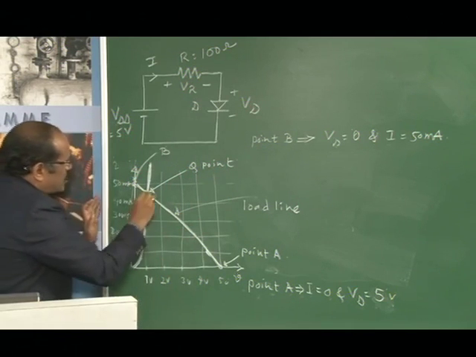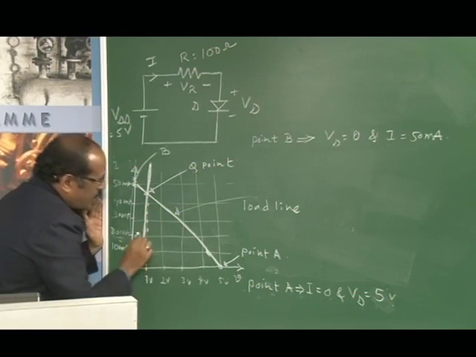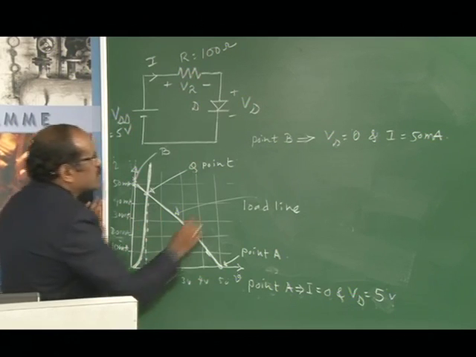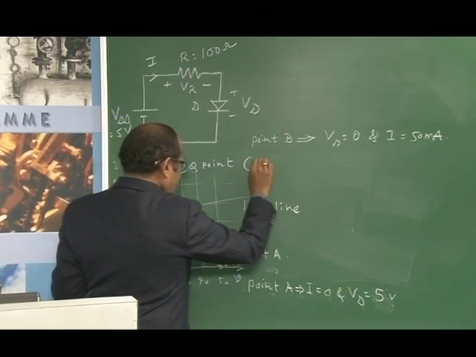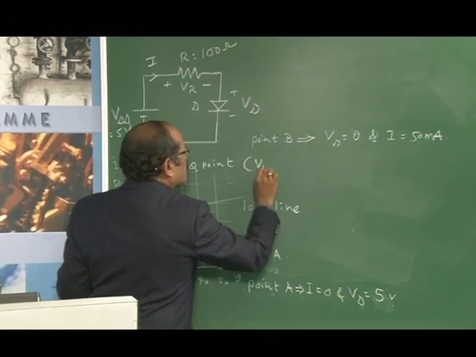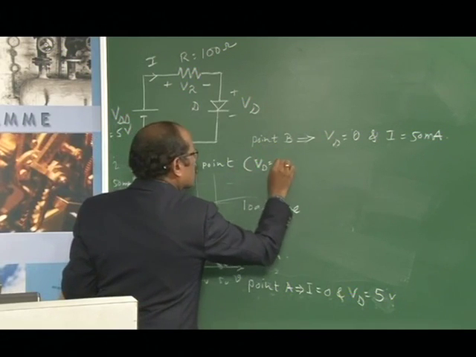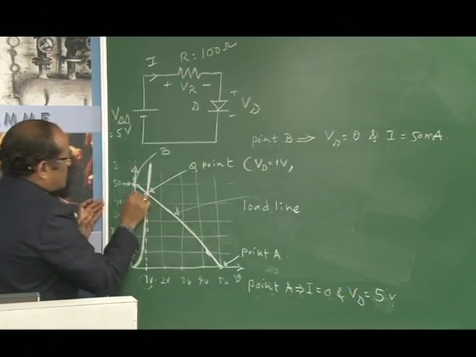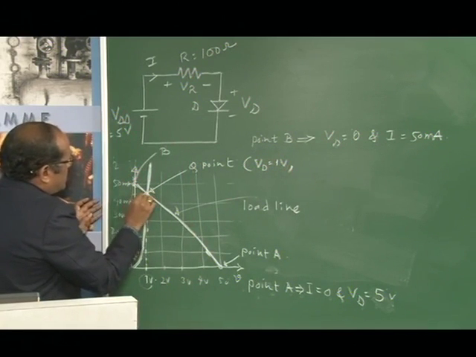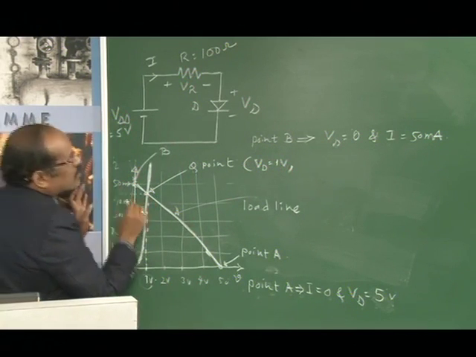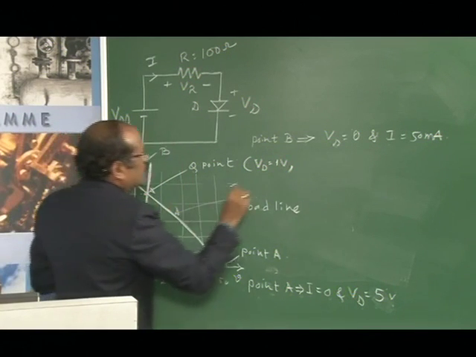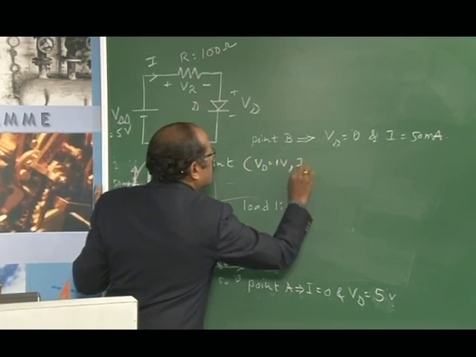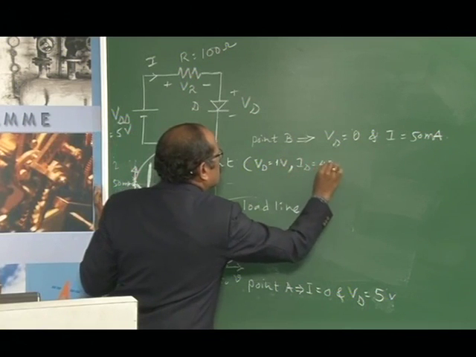And corresponding to this Q point, whatever voltage exists, that is how much we will get. This we get as volts, that is VD, which is nothing but 1 volt. And corresponding to this, you can see it is approximately somewhere between, that is ID, that we will get as 45 milliamp.